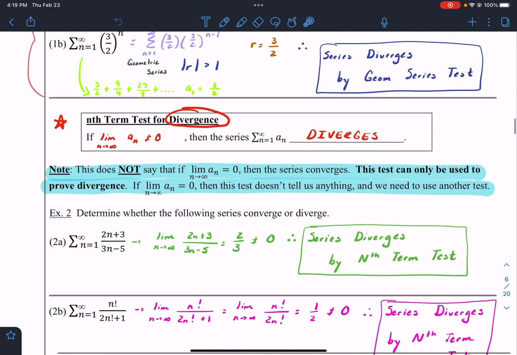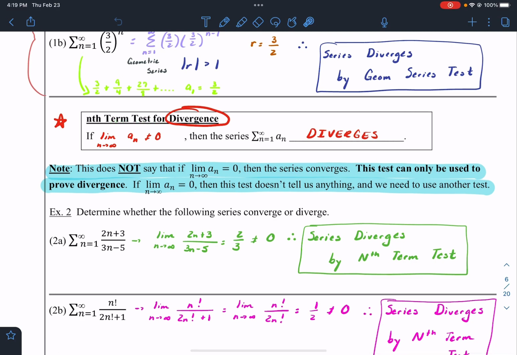When we went to nth term test for divergence, this is the only one that only tests for divergence. But if the limit, as n approaches infinity, of that sequence of numbers is not approaching 0, then I know that my series is going to diverge, because I'm not going to be able to add smaller and smaller values. So that is one of the really easy tests, but it only does divergence.